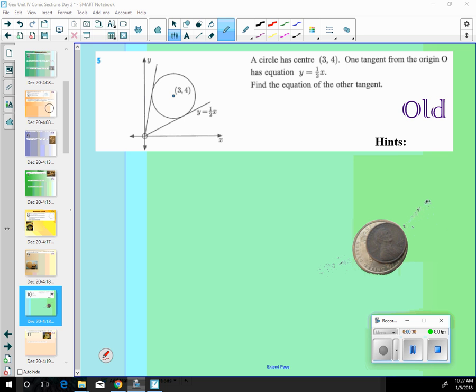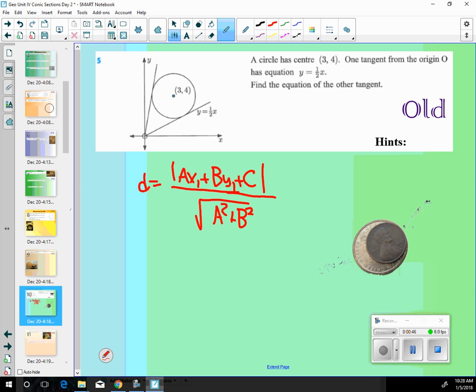Here's what I would like to do: I'm going to use this distance formula, which is the absolute value of ax1 plus by1 plus c over the square root of a squared plus b squared. That's the formula I want to use. That's this guy, perpendicular. So I'm going to find this formula here.